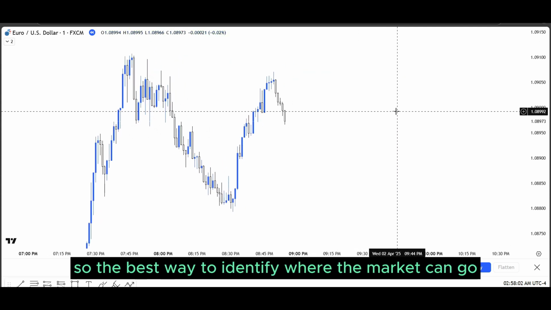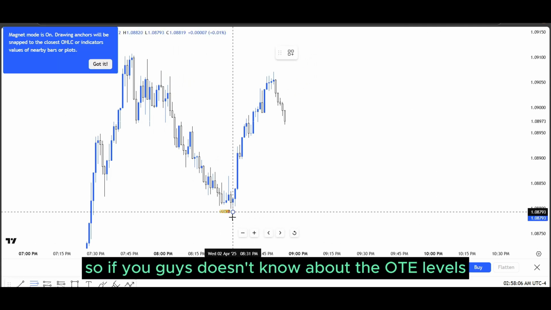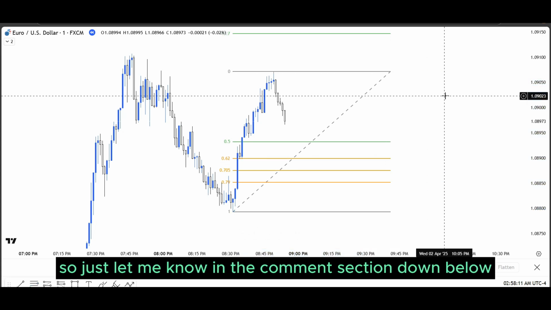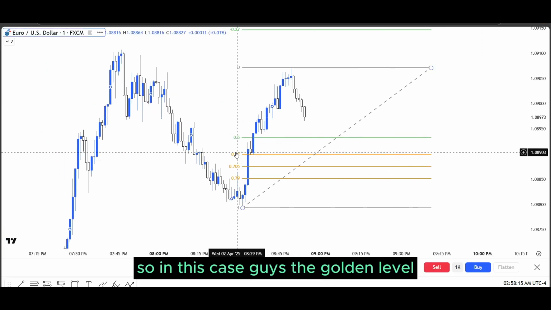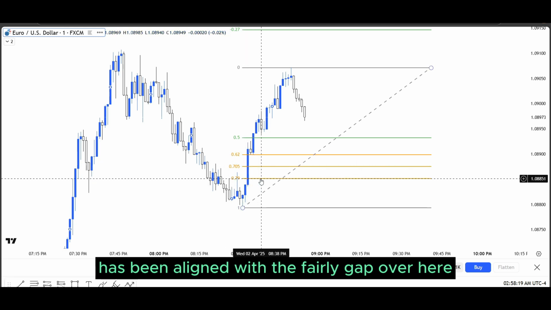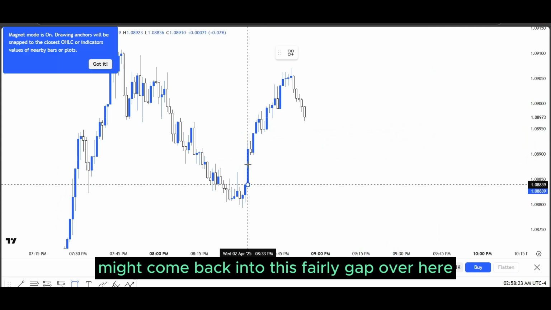So the best way to identify where the market can go is to use the OTE level. If you guys don't know about the OTE levels, I can make another video about that as well, so just let me know in the comment section down below. In this case, guys, the golden level has been aligned with the fair value gap over here. So that means most of the time the price might come back into this fair value gap.